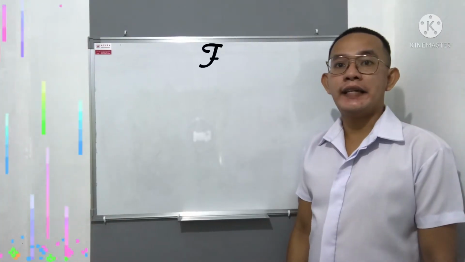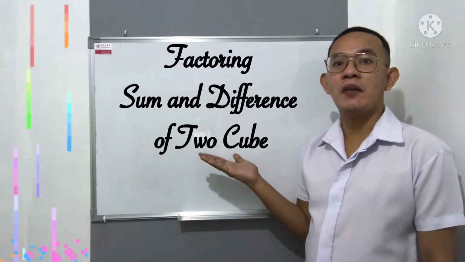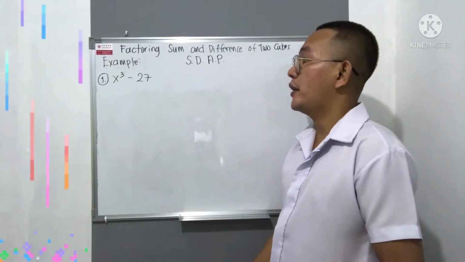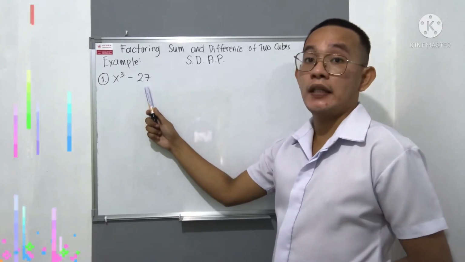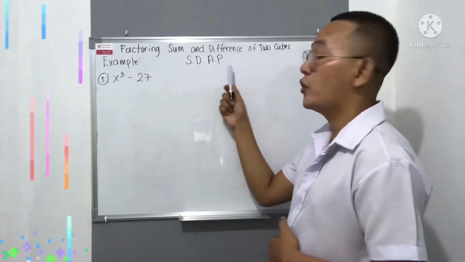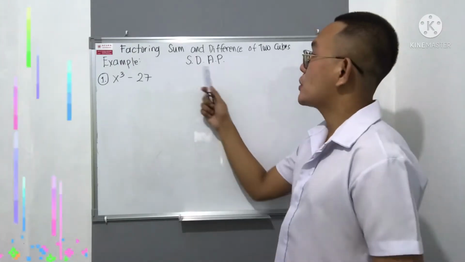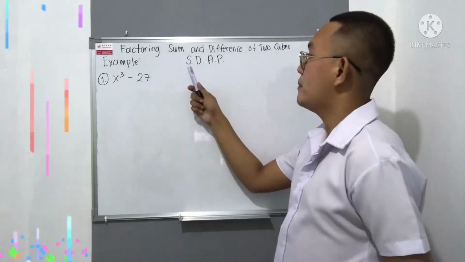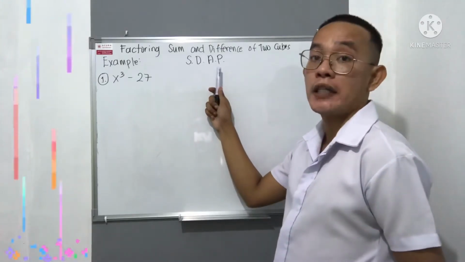Our lesson for today is about factoring sum and difference of two cubes. First example natin, we have x cubed minus 27. Before that, tandaan muna natin lagi yung salitang SOAP. Ibig sabihin ng SOAP is gagamitin natin siya para sa sign ng ating factor: Same, Opposite, and Always positive.